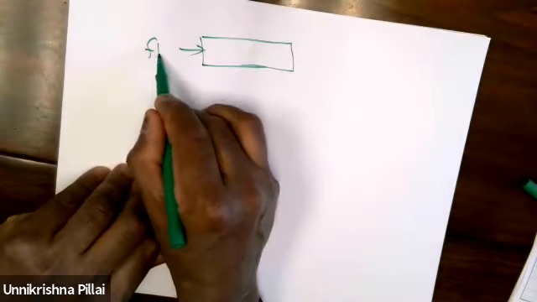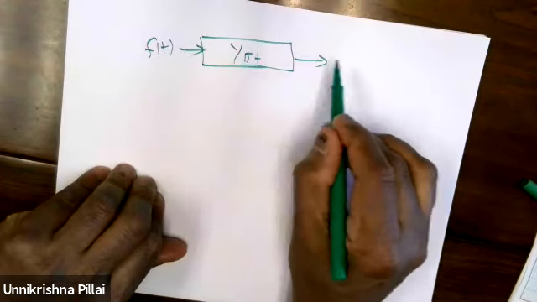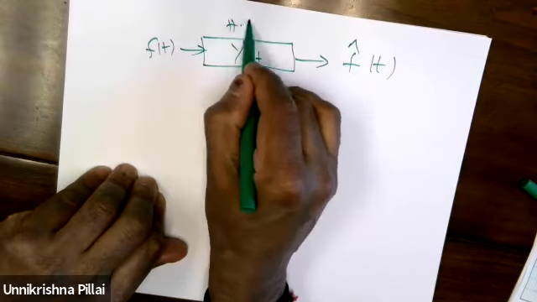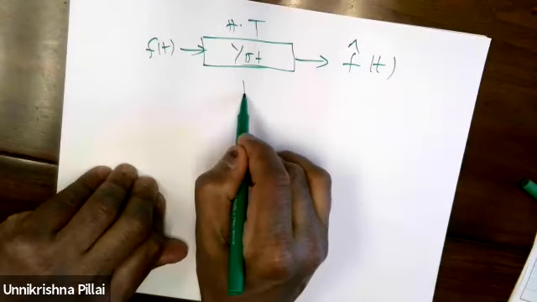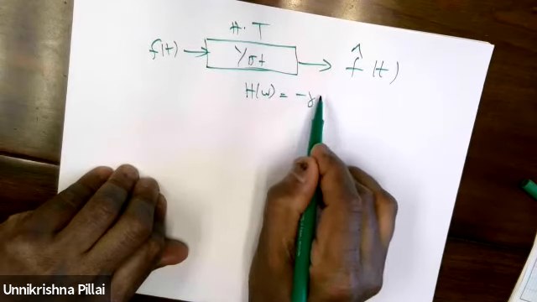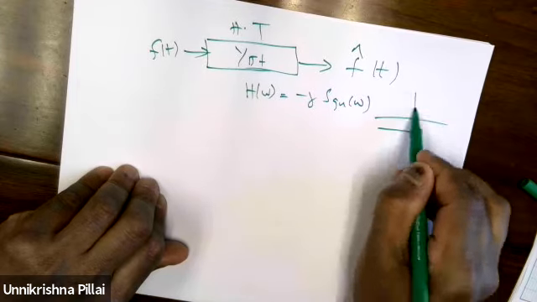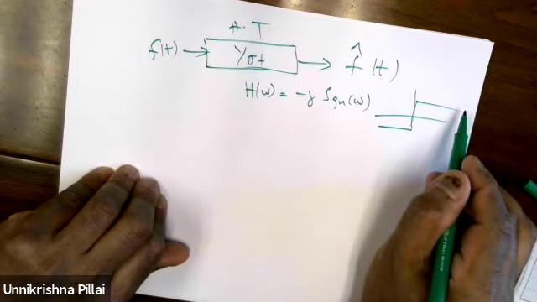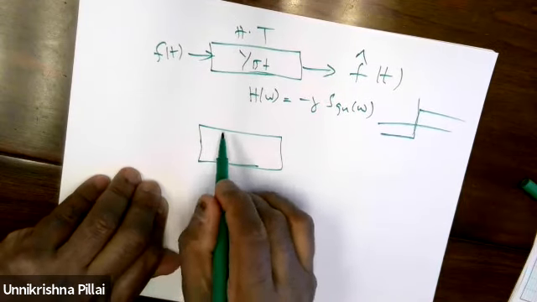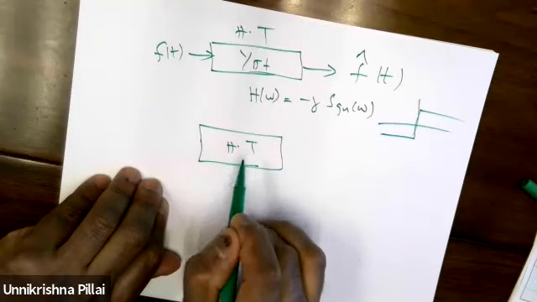So if you have a waveform f of t and you pass it through 1 over pi t, I'm going to call the output, we are going to use this notation. So we will call this operation the Hilbert transform. In frequency domain, you should remember this is minus j sine omega, a 90 degree phase shift. Now I'm going to apply a stochastic process to the input of this filter. So this is the Hilbert transform.